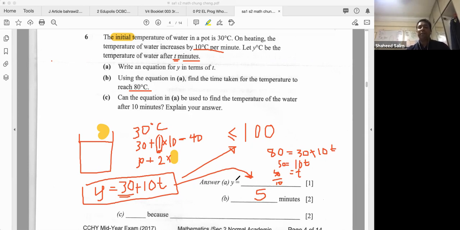So now they ask you, can the equation be used to find temperature of water after 10 minutes? Answer is no. Why? Now the equation is down here. Y, to find the temperature, equals to 30 plus 10 times 10, 100. I cannot have 130. So that's why I say there's a limit now. So equals to 130. So can it be used? Cannot. So you write cannot down here. Why? Because the boiling temperature of water is 100 degrees. Finish.